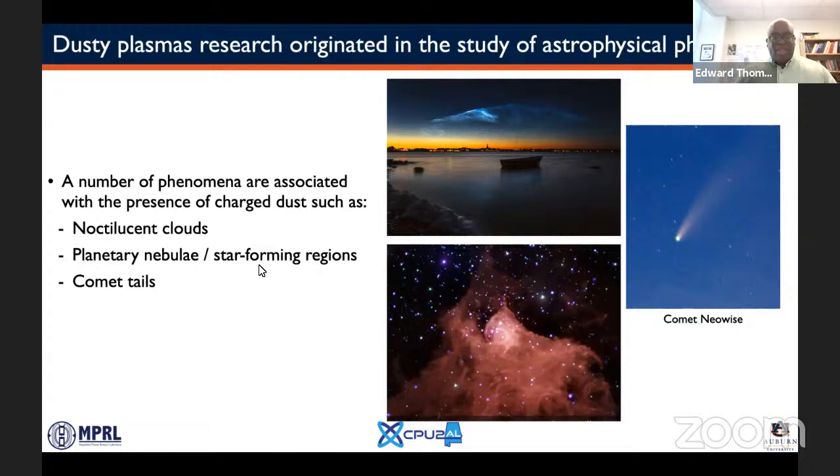Planetary rings, planetary nebula, and star-forming regions, like the planetary nebula that you see here that I alluded to before. And then the tails of comets. This is a photograph that, in fact, my daughter took of the so-called comet Neowise that was in the skies last summer. And you can see this long tail that's made up of these dust particles that are interacting with the local plasma around the comet. And so astrophysical phenomena have always been driving this question of what are dusty plasmas and how we study them.